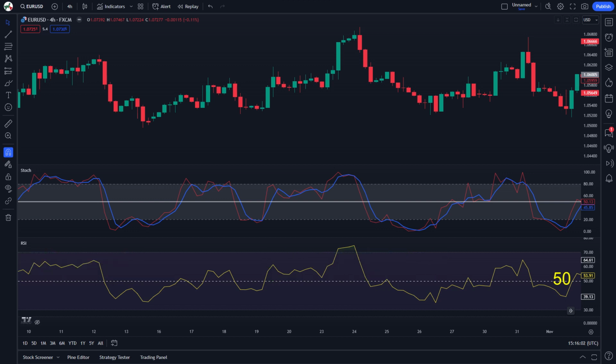On the other hand, anything below the 50 level shows the price on a downtrend, so you would take a sell position. Remember, there are many ways to employ the RSI indicator. For this demonstration we are using it as a trend confirmation.